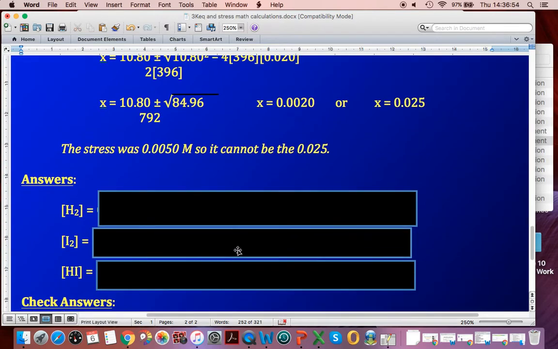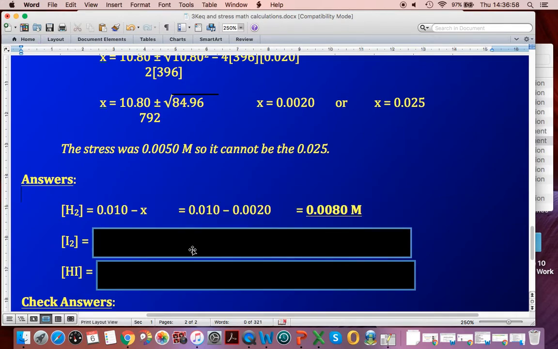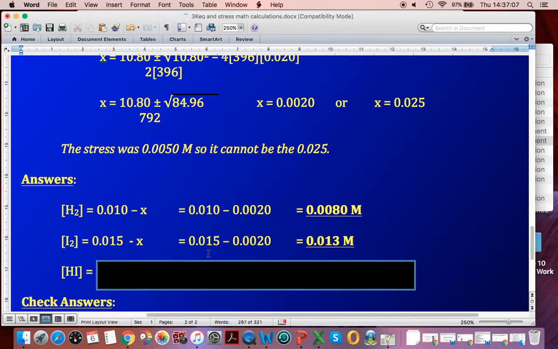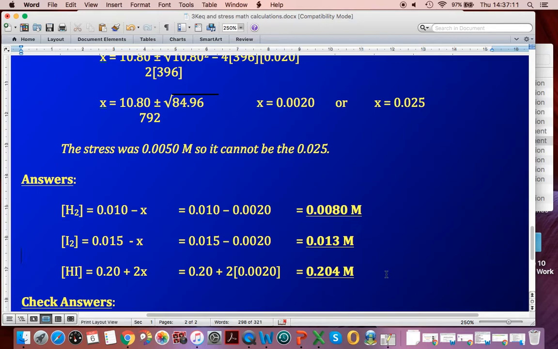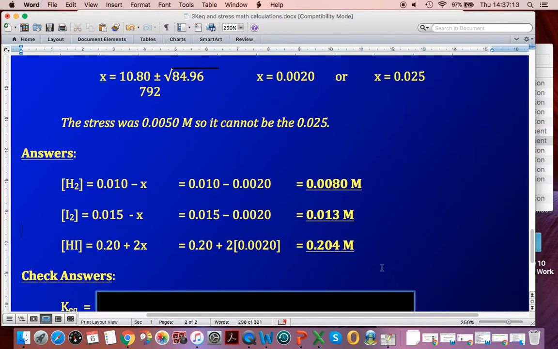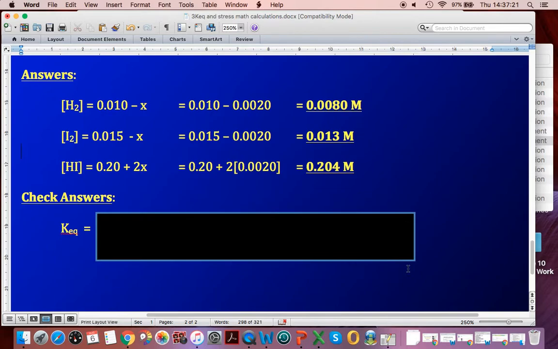And then we can go back and plug this value in for each of these. So there's the H2. We now know the value of x, so we get 0.0080. Here we get 0.013. And here we get 0.204. Now if you put down the 0.20, we're keeping those because it's going to make it a little tidier at the end. If you got rid of that 0, we can live with that for sig figs.